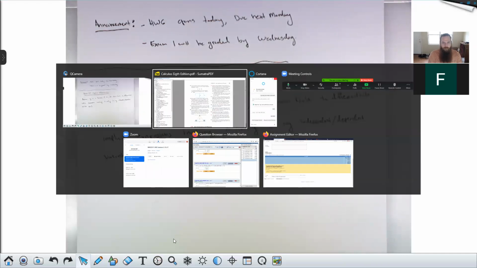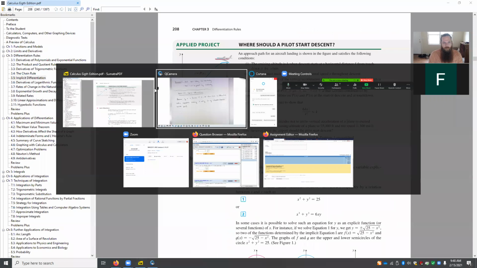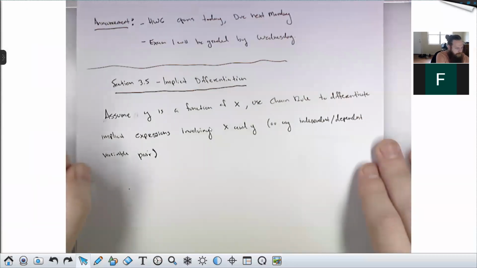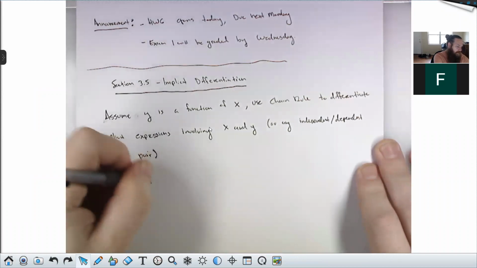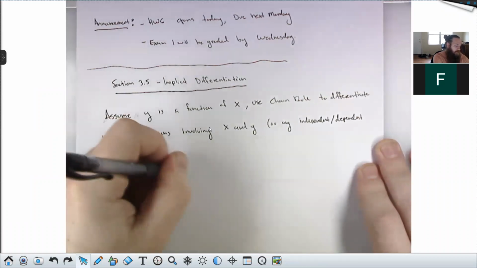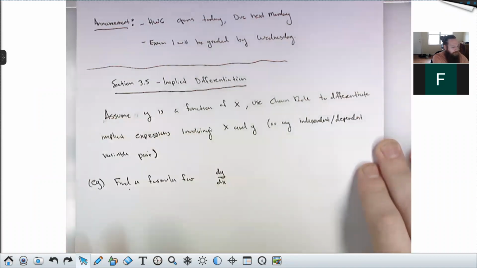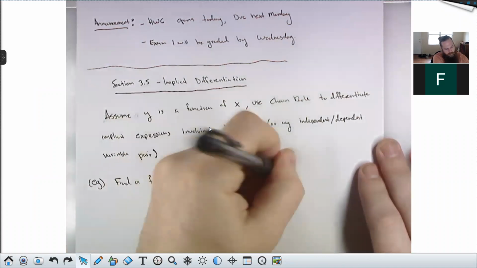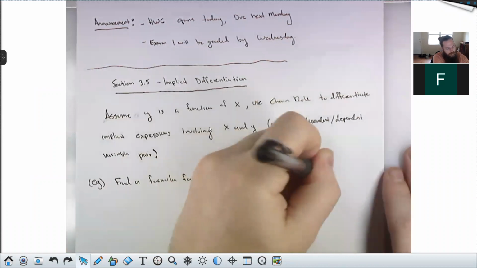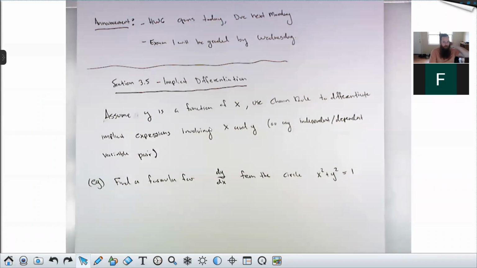And since we've seen a little bit of this already, I wouldn't mind just beginning with some examples. So yeah, we can start here. This is something that we did last time. I can ask us to find a formula for dy dx from the circle, from the x squared plus y squared equals whatever. I think we did the unit circle last time.